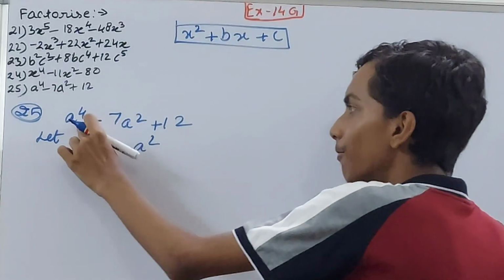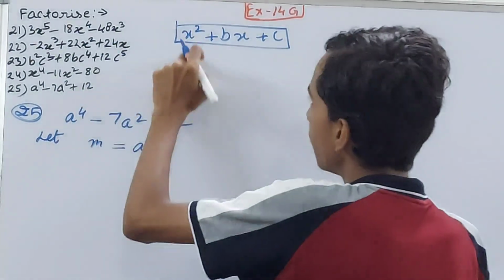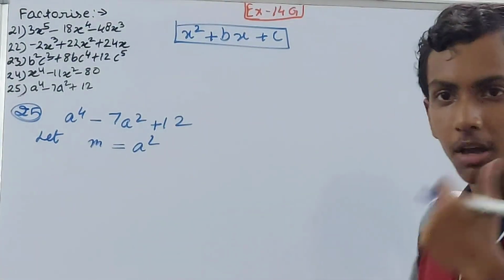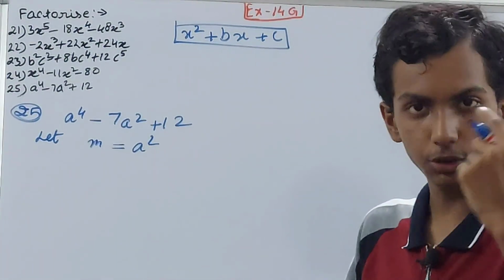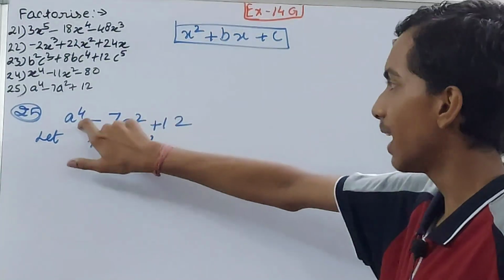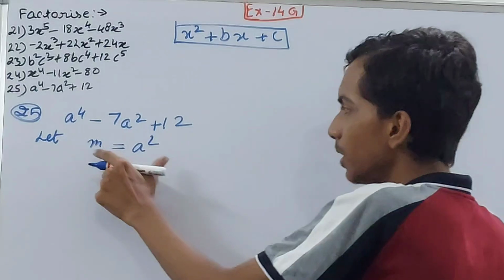So again, why are we doing this? We want to get rid of a to power 4. This is the problem. We want x square. That means what? We want the highest degree, the highest exponent, as 2, right? So we want square, but we have to power 4. So we have to bring this down. How? Using this: m equal to a square.